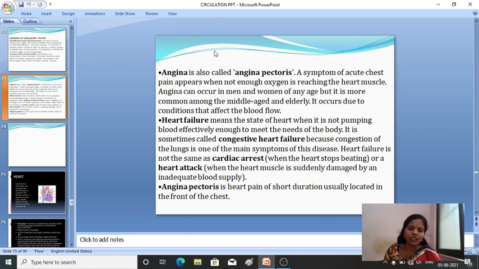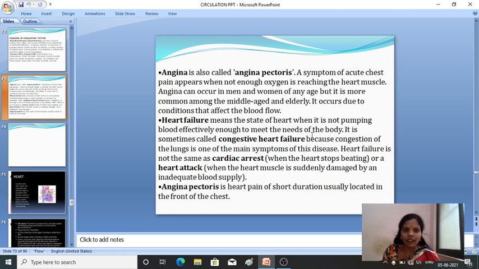Next comes heart failure. So what happens in heart failure? People are very familiar with the terms heart failure and heart attack, but they are different. They are not the same. Heart failure is a state where the heart is not pumping blood effectively enough to meet the needs of the body. When the heart is not pumping the sufficient blood needed by our body, we call it heart failure.